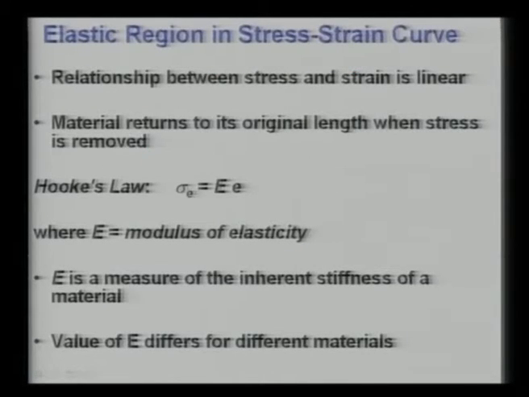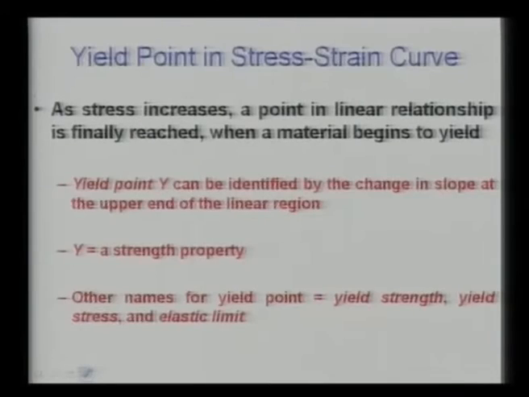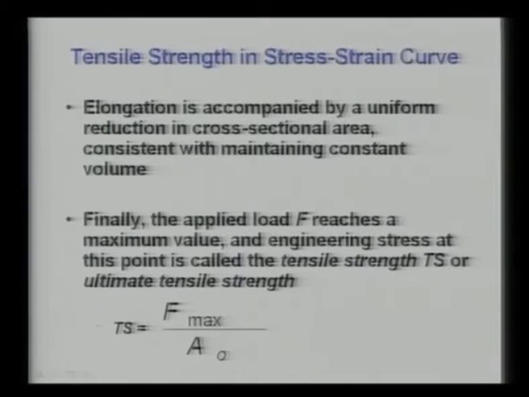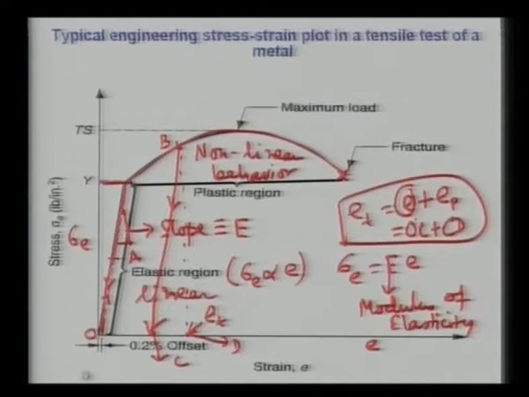This thing I have already mentioned, that is the modulus of elasticity. Now, the yield point Y can be identified by the change in the slope at the upper end of the linear region. So that one also you have seen, how to identify the yield strength of a material. So, for the ultimate tensile strength, what I have said is that UTS is nothing but F max divided by A naught. Now if you go back to this slide, how do we find this ultimate tensile strength? So what is the load here?